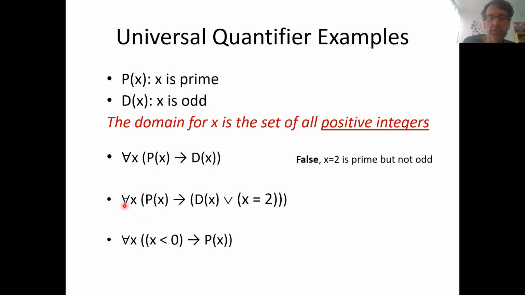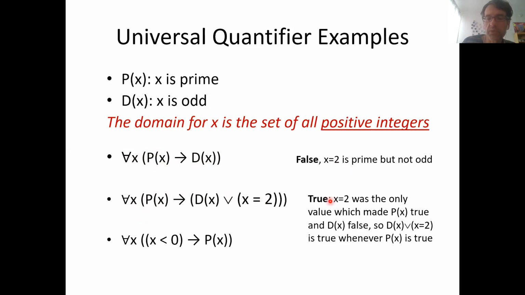Let's modify this. For all positive integers, is it the case that if an integer is prime, then it's either odd or it's 2? And that is true, because this was indeed the only counterexample, right? For all the other prime numbers, they are odd, and therefore they would satisfy this part of this disjunction. So this part will always be true.